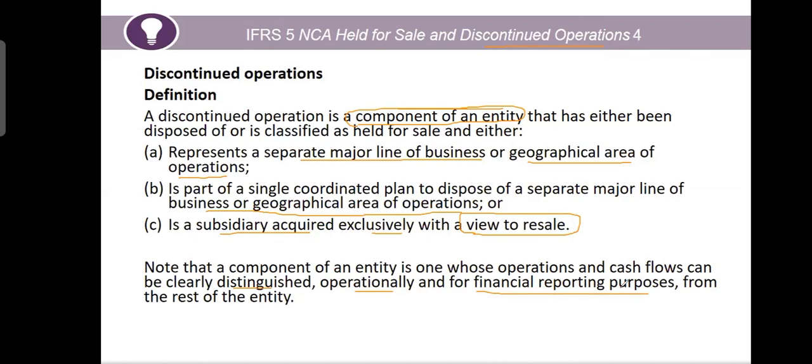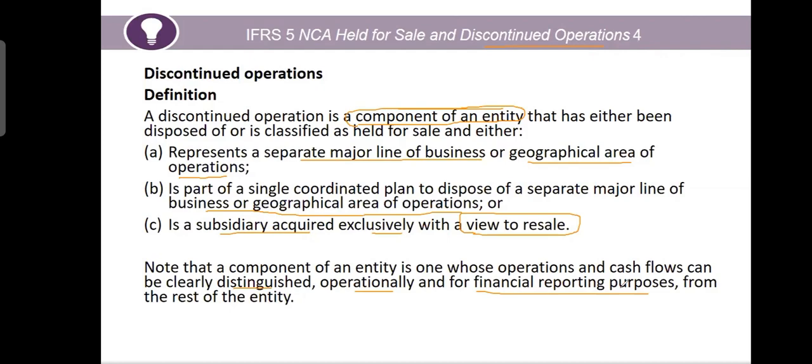So a component of an entity is like any part of the business for which you have separate cash inflows and outflows. For example, you are a bank, and within your bank, you provide different products. You provide corporate loans, consumer loans, credit cards, car financing, house financing. And then at some point in time, you feel that we want to stop this car financing. We don't want to engage in car financing anymore.